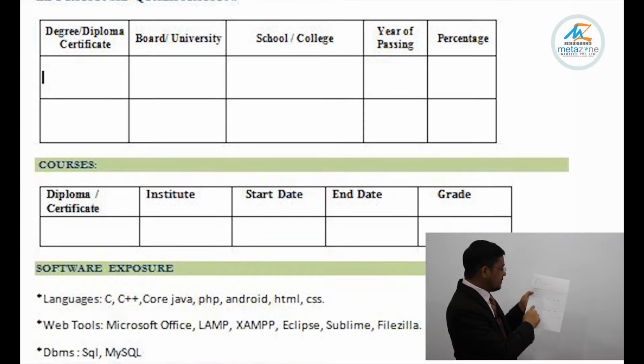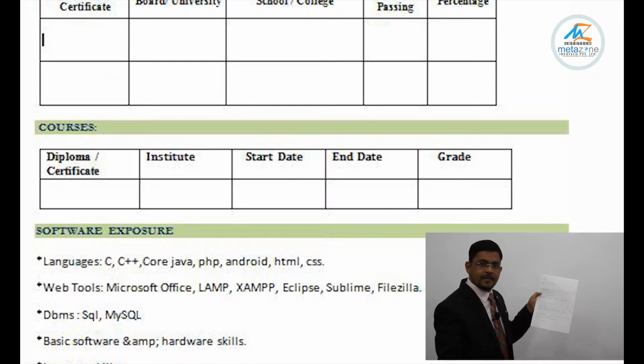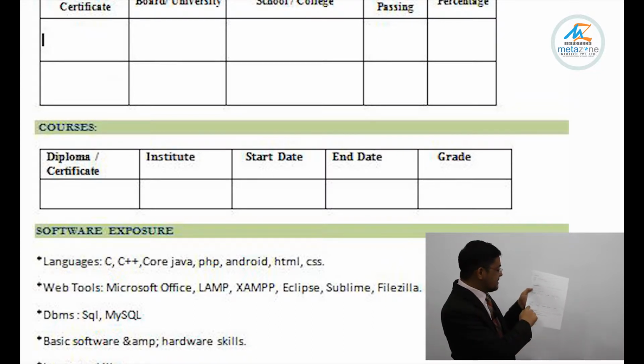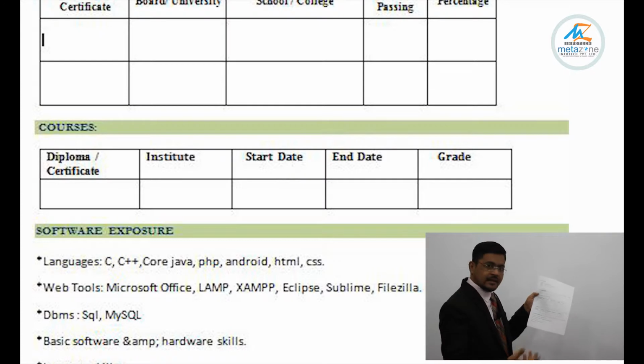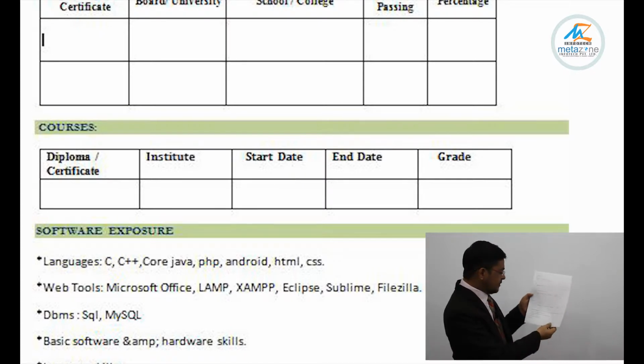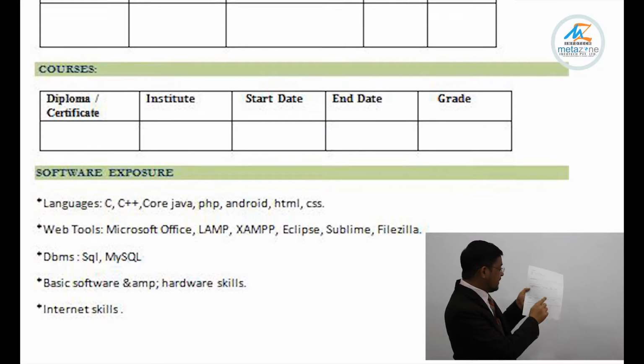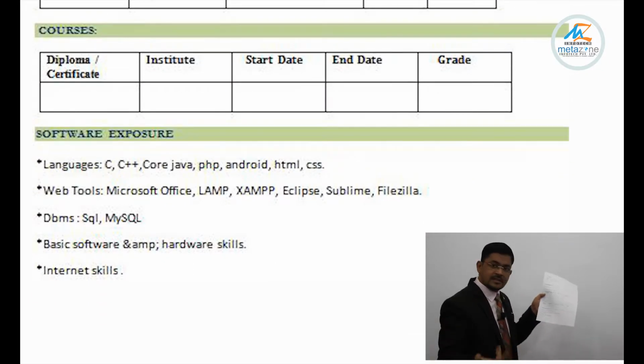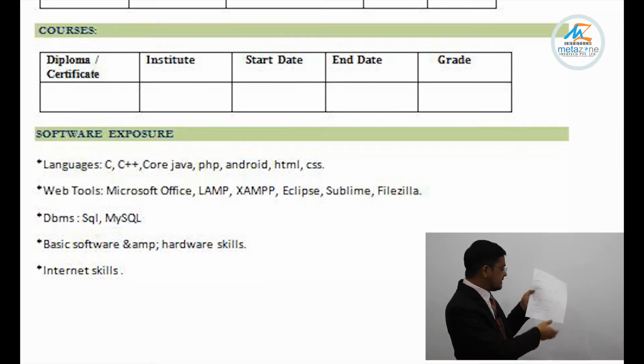And after that, if you have done some courses or diploma from some institutes, then you mention it over there: diploma or certificate, institute name, start date, end date, and grade whatever you obtained over there. Software exposure or software skills or technical skills you mention over there, and you generally mention languages like C, C++, Core Java, PHP, Android, HTML, CSS, and whatever technology you have learned, right?